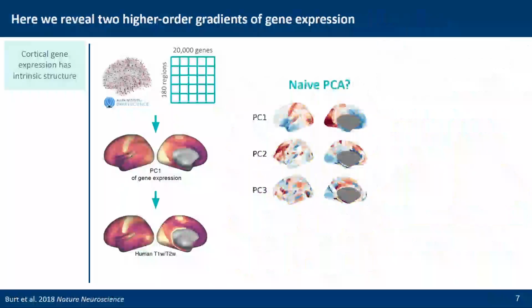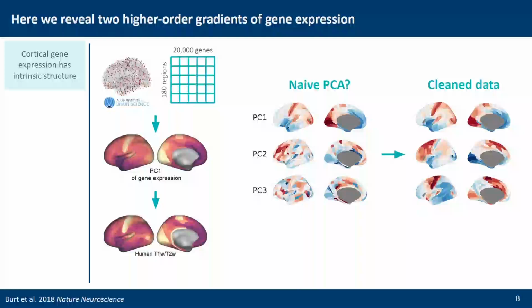Now, it turns out if you just throw the Allen Brain Atlas into PCA naively, it doesn't look like there's anything more than PC1, because PC2 and PC3 just look very noisy. But what I'm about to show you, this is the teaser, is that if you clean up the data in a bunch of ways, you can find these 3 smooth gradients that are biologically meaningful and relevant.